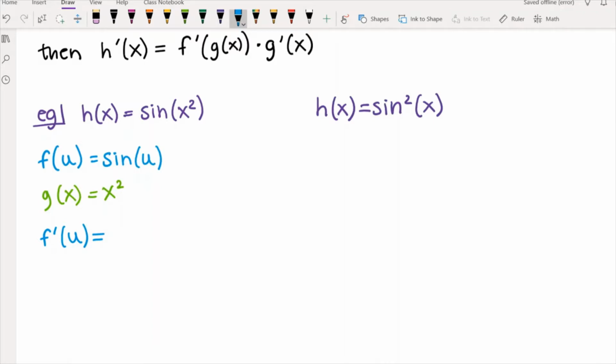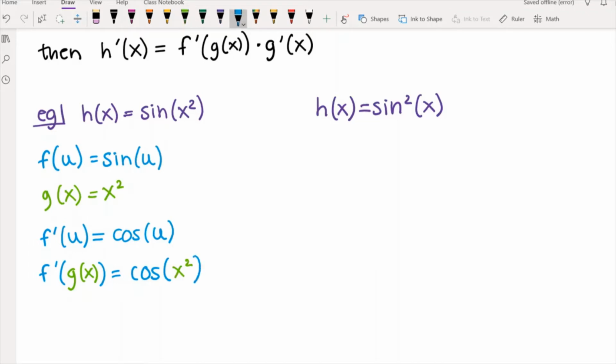Okay, so what's the derivative of sine of u? It's cosine of u. But we don't want just f prime of u, we need to put it back in terms of x. So we're going to do f prime of g of x. So we're going to put our original inside function back in. And so we're going to get cosine of x squared.